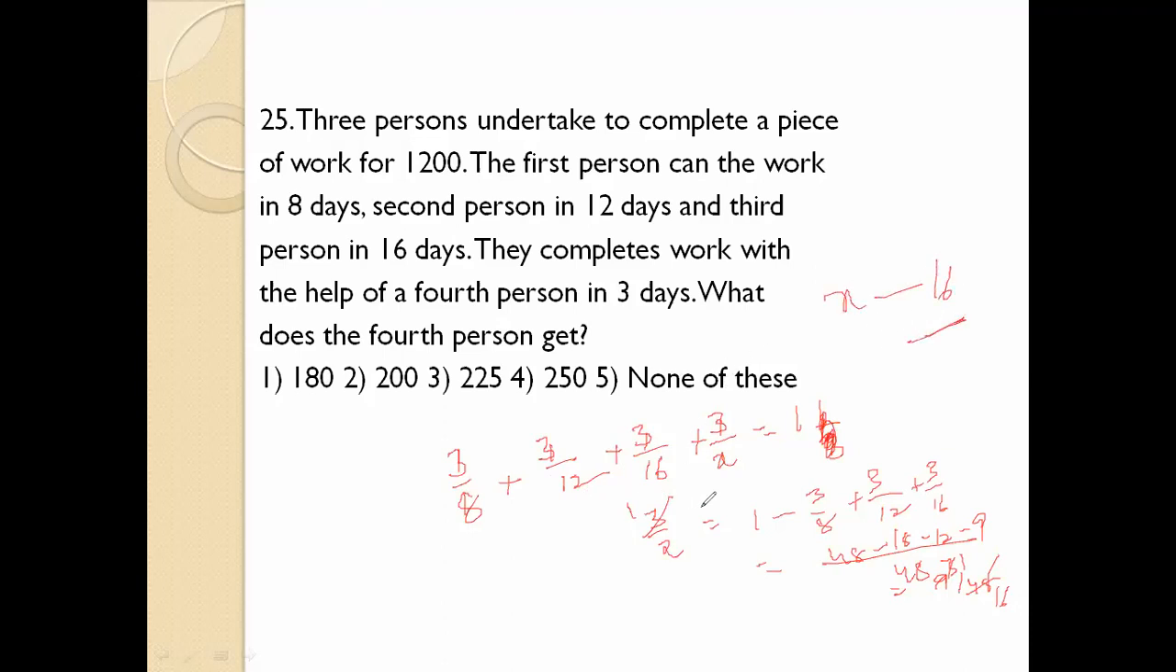So the fourth person completes it in how many days? In 16 days. So what is the fourth person's part of the money? You find that. The first person's part is 1 by 8, the second person's is 1 by 12, the third person's is 1 by 16, and the fourth person's is 1 by 16. The LCM is 48. Multiply all these numbers with 48. A is 6, B is 4, C is 3, D is also 3. 6 plus 4 is 10, 10 plus 9 is 19 parts.